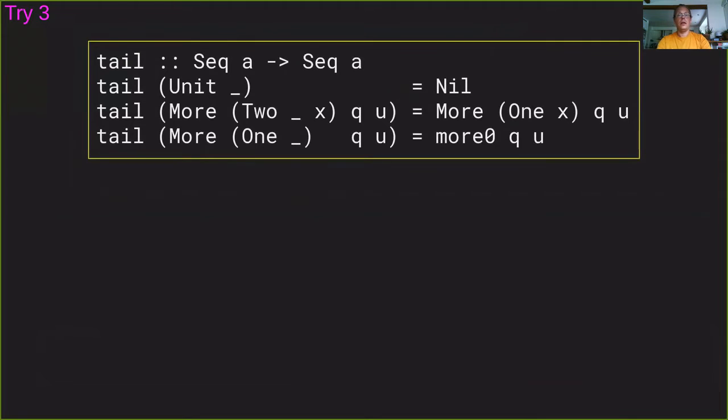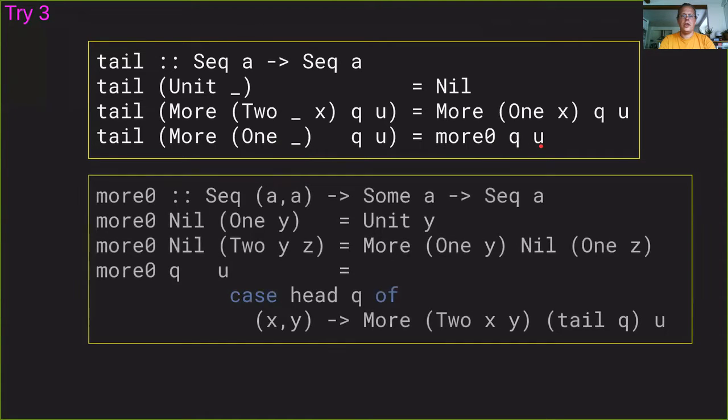So how about tail? Okay, so tail of a unit list and tail of a list that starts with 2 elements is quite easy, which is return the empty list or remove the first element. But for a tail that starts with 1 element, we have to remove this element, and now we only have q and u left. And there are some interesting cases to consider there. So we use a helper function that's called more0 q and u. So more0, if the recursive sequence is empty, there are 2 cases to consider. So we have to redistribute the elements on the right-hand side over the sequence.